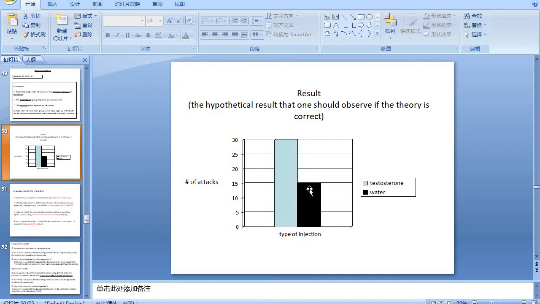You have more control over all the other variables, unlike correlational research. You control the individual differences in the rats by random assignment. You randomly assign each rat to either receive the testosterone injection or the water injection.